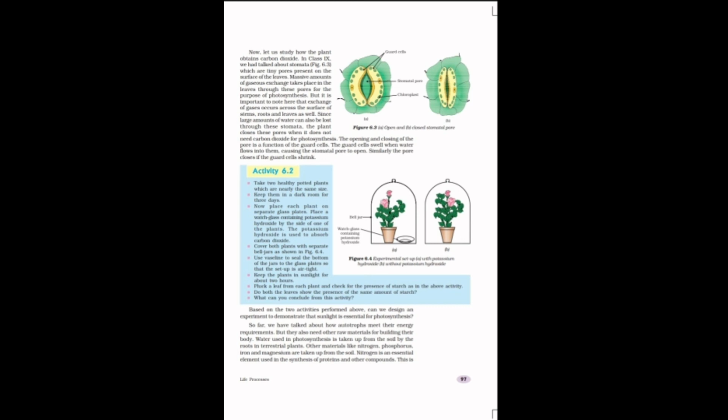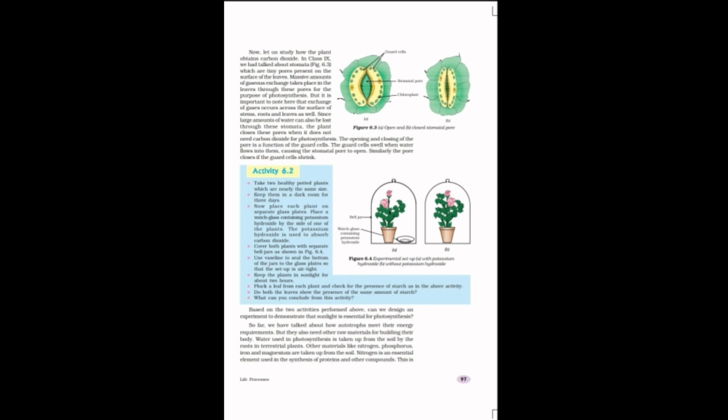Since a large amount of water can be lost through the stomata, the plant closes these pores when it does not need carbon dioxide for photosynthesis. The opening and closing of the pore is a function of the guard cells. The guard cells swell up when water flows into them, causing the stomatal pore to open. Similarly, the pore closes if the guard cells shrink.